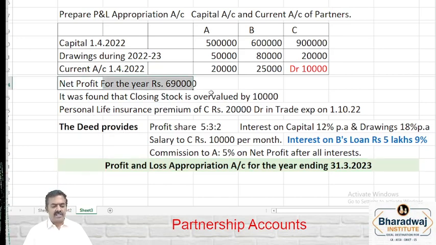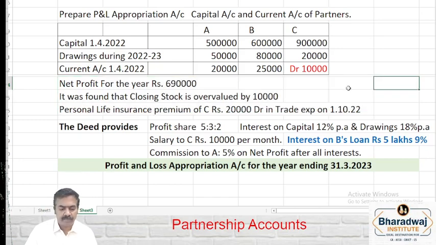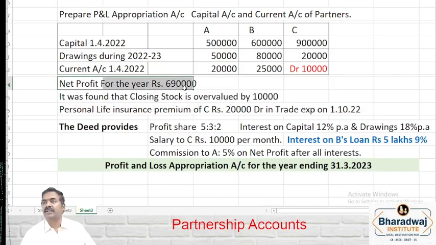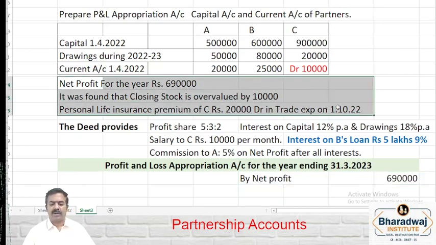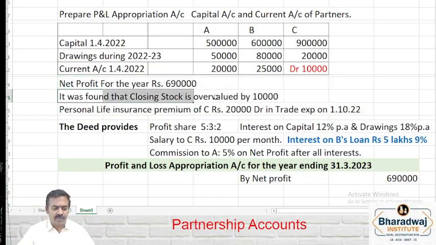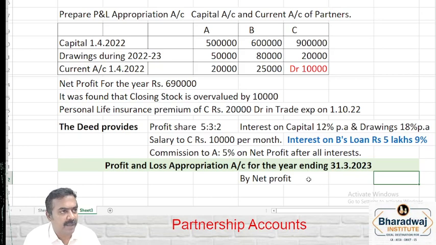Wait. Can we take this net profit as it is? What is the net profit for the year? 6,90,000. Can you take it as the net profit? No, there are errors we have to rectify. No need of accounting knowledge to rectify errors. If you understand what happened, what went wrong, then you will be able to rectify the error. Wait. It was found that closing stock is overvalued by 10,000.